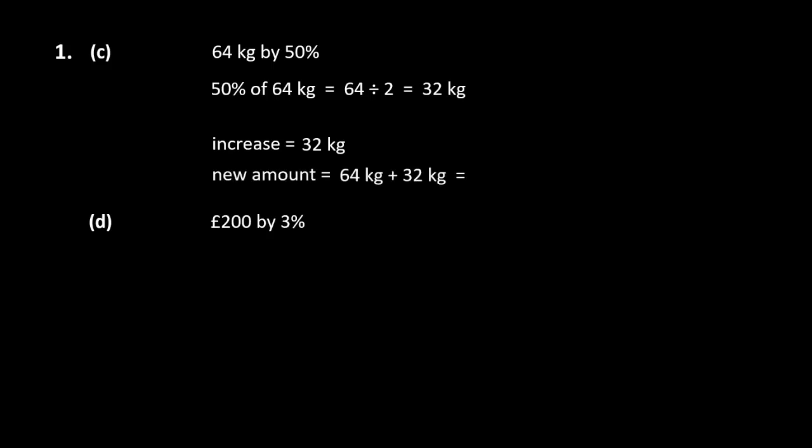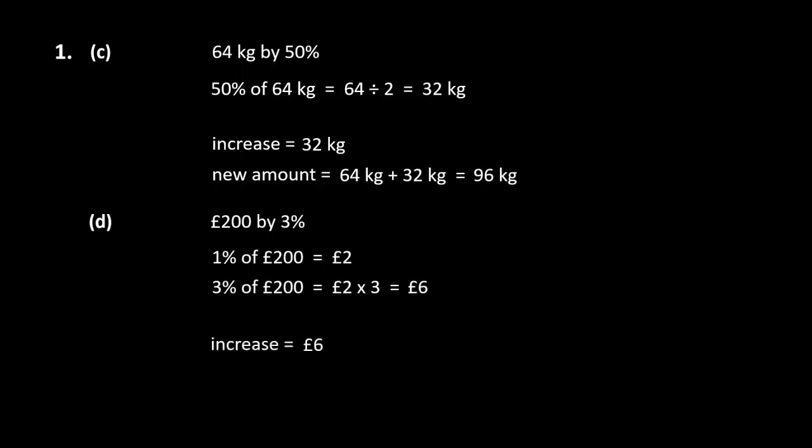Okay, so let's have a look. 1C, we're going to increase 64 kilograms by 50%. Well, 50% of 64 kilograms is half of that, which is 32. So the increase is 32. So the new amount, 96 kilograms. We're going to increase £200 by 3%. Well, let's work out 1%. That's £2. So 3% is 3 lots of that, which is £6. So that means the increase is £6. Added on, 200 plus 6, 206.